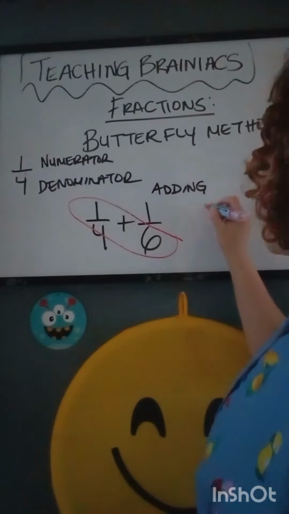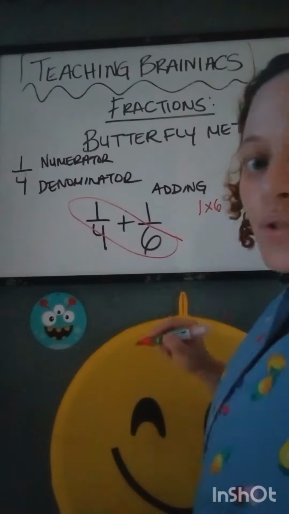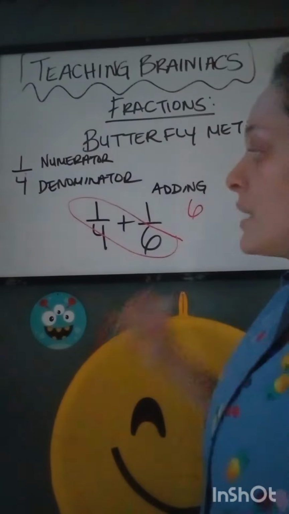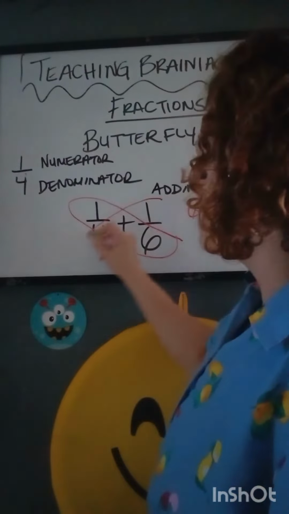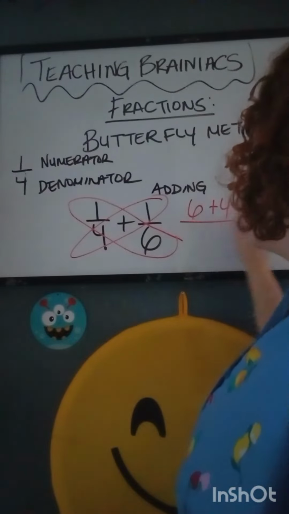We have 1 times 6, and that is part of our numerator. So if we do 1 times 6, that would be 6. So I'll put it here. Now the next part is 1 times 4, and that would again be part of our numerator. 1 times 4 is 4, so we add that, right?